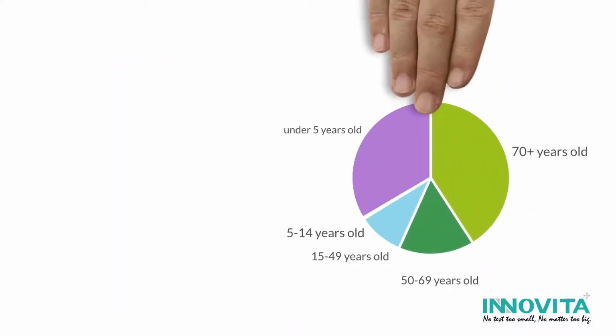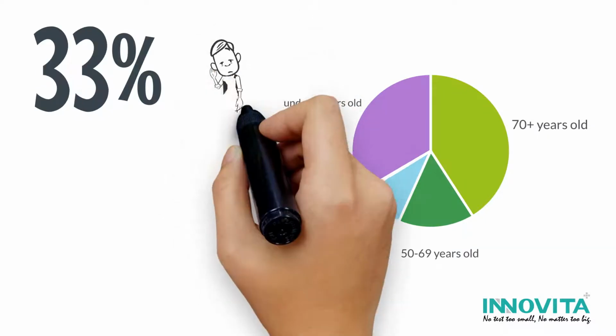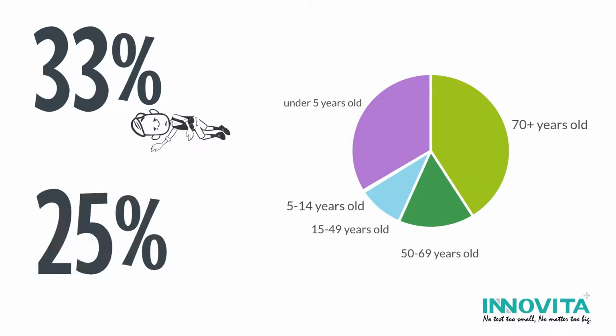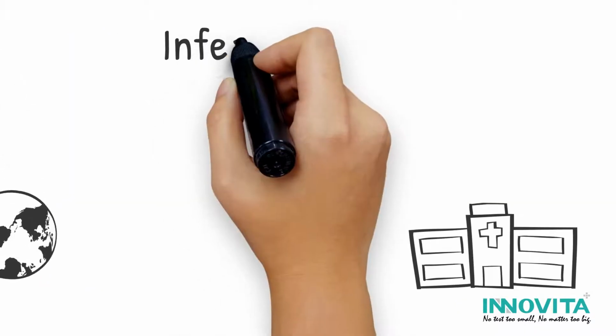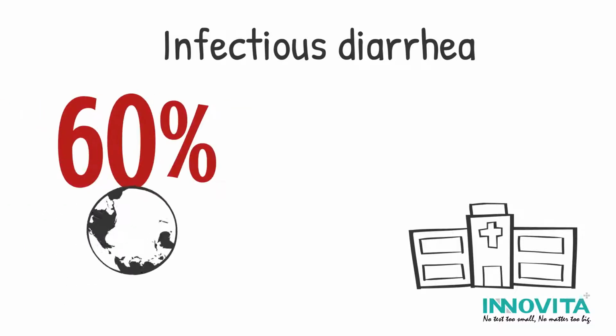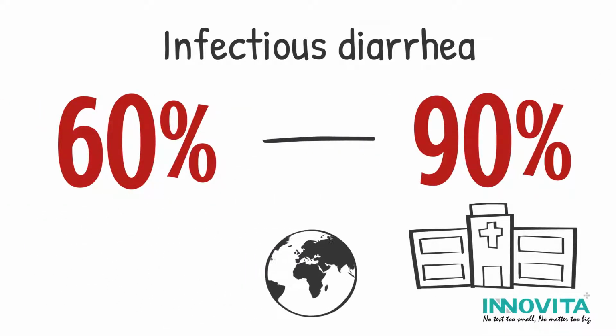From the figure, we can clearly see the proportion of deaths in different age groups. 1/3 were children under 5 years old. And nearly 40% were people aged 70 and over. In addition, infectious diarrhea accounts for 60% to 90% of diarrhea cases in different regions.